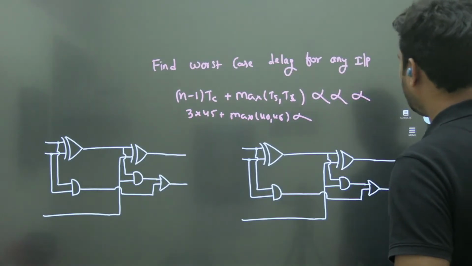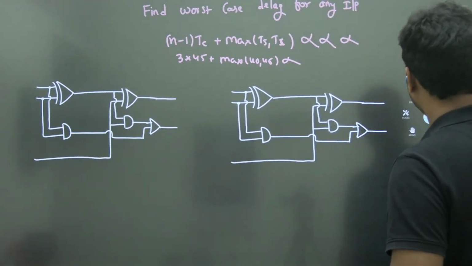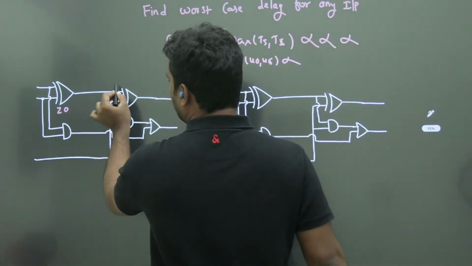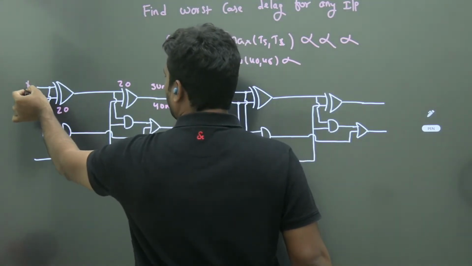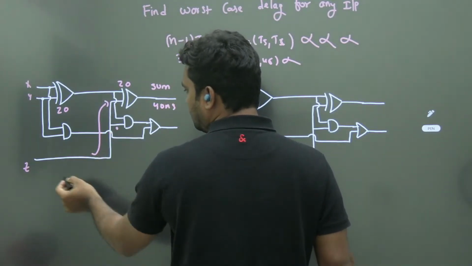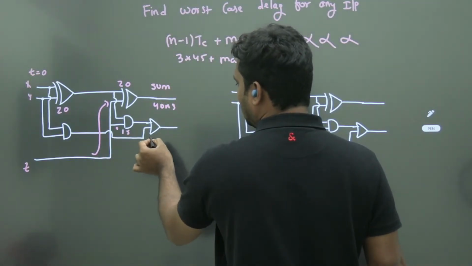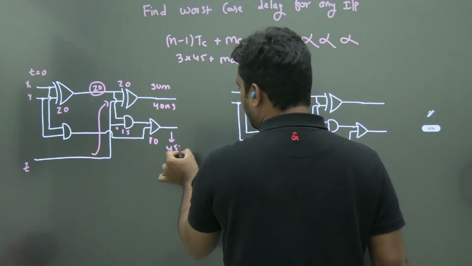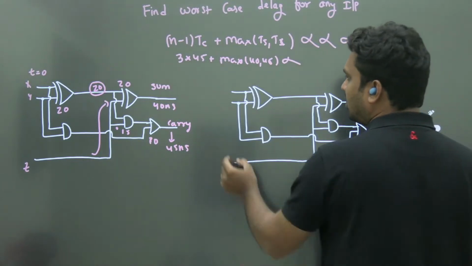So in this case, let's take this example. Suppose here worst case we don't know the input, 20, 20. Sum will come at 40 nanoseconds. You applied x, y, z. Once you apply the z, here z is applied at time t equal to 0. So this requires 15 and 10. This is available at 20, so 20 plus this one, 45 nanoseconds, the carry will come. First stage, this is the condition. Next stage, what happens?